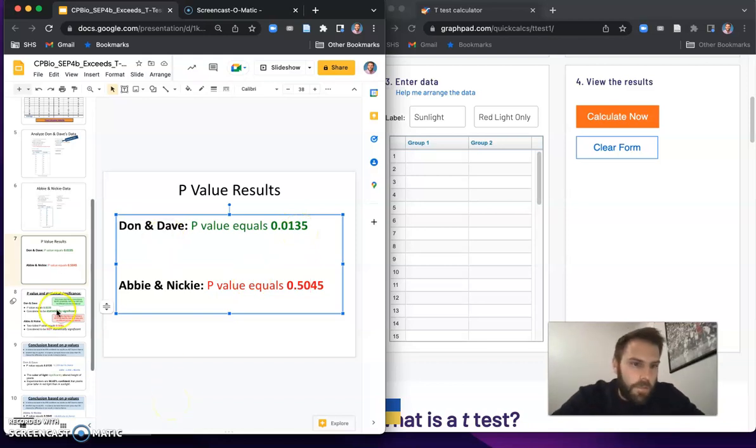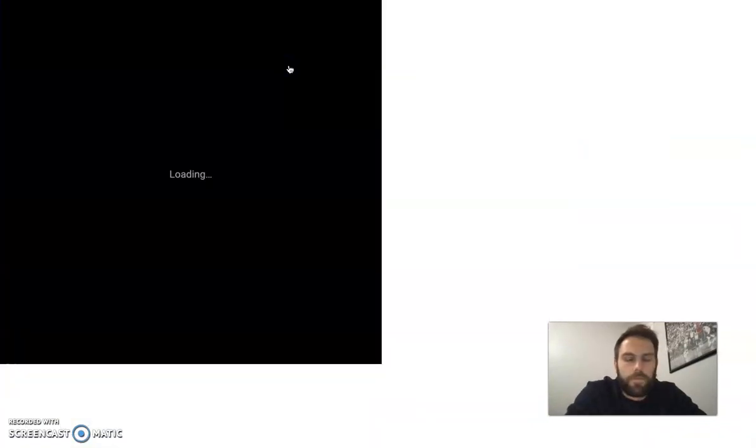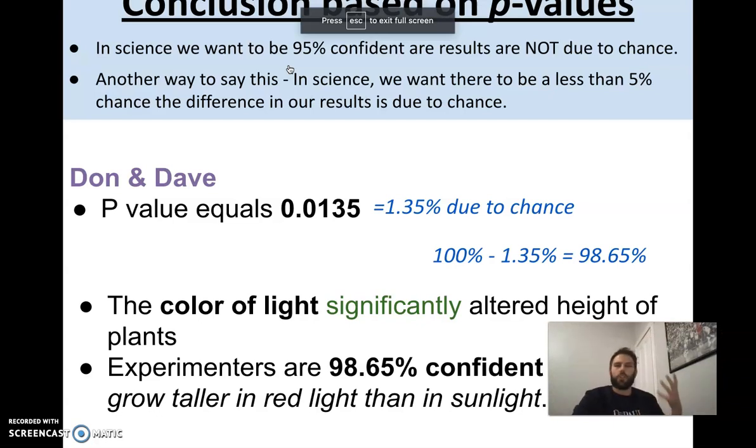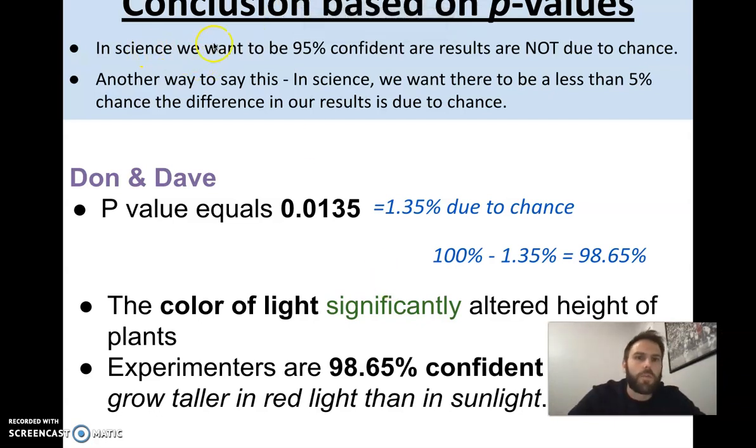Again, what does that mean? So that's what we're going to dig into now. So how would we reach a conclusion based on these p-values? Remember, in science, we want to be 95% confident our results are not due to chance.